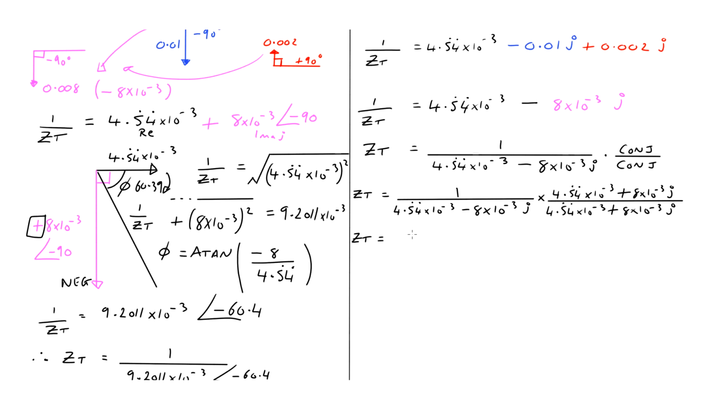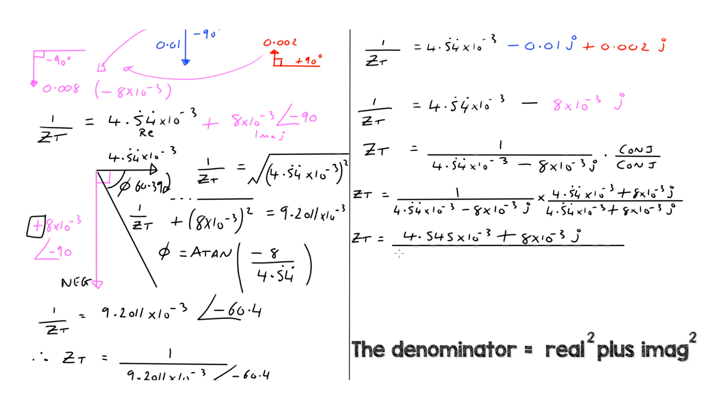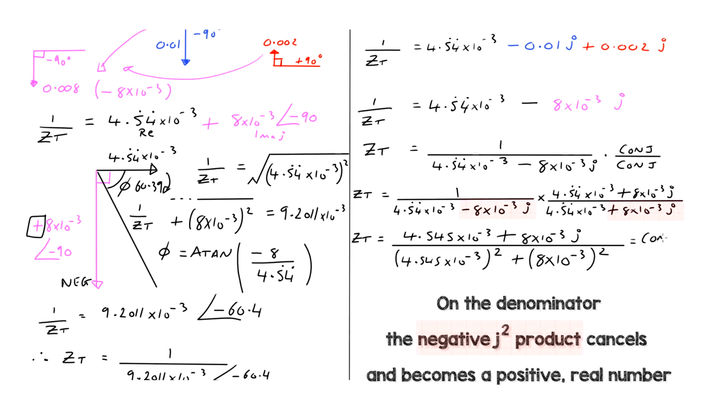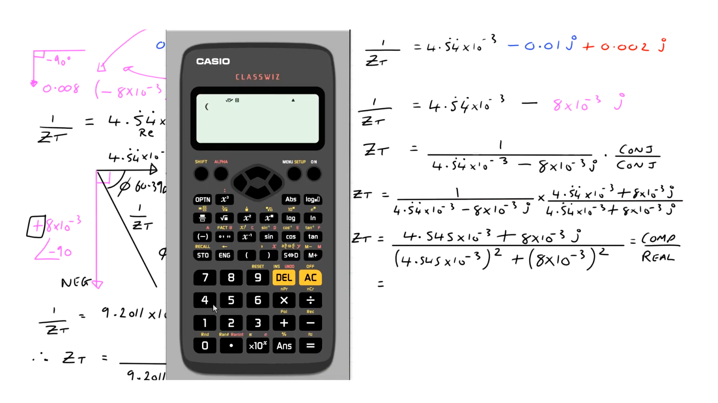But the shortcut, of course, is that the new numerator will just become the conjugate, and the new denominator is just the real squared added to the imaginary part squared. So it's really quick and easy to do, even though it looks awful. And then the denominator is real, so we can divide by a real number. We cannot divide by a complex number without using conjugate multiplication. Just use the calculator to find out what that is.